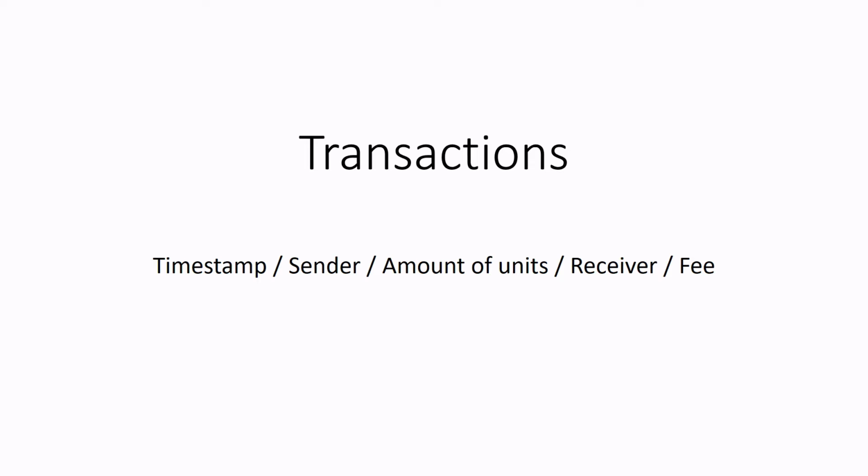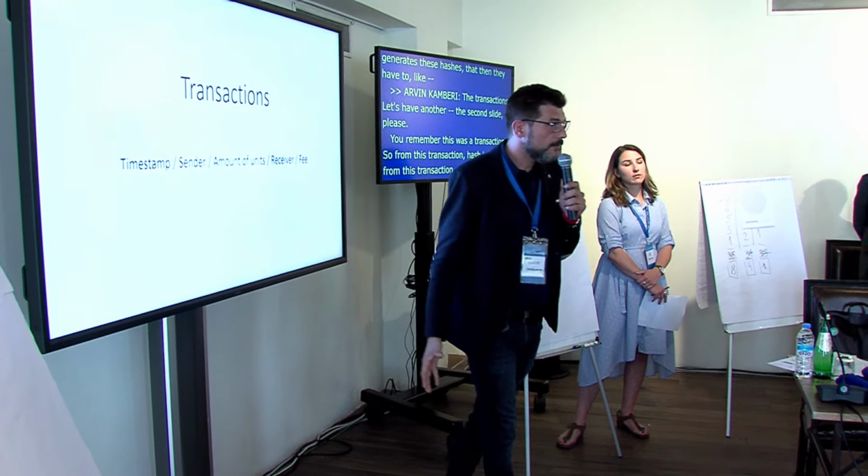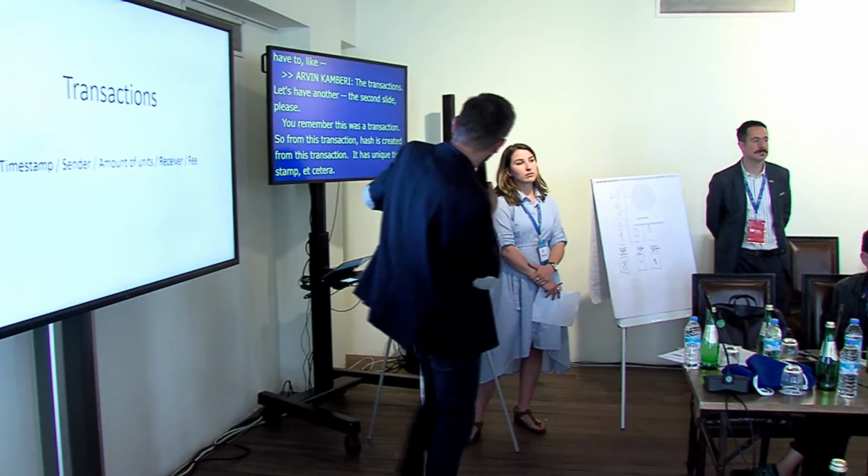So from this transaction, a hash is created. It has a unique timestamp, name of sender, and the receiver, etc. So it's derived from the transaction. Understand? It's the rules, we write it down in this form. Like, what agent or whatever creates this hash?